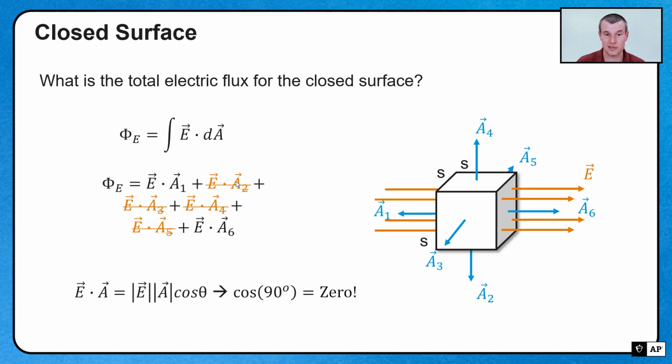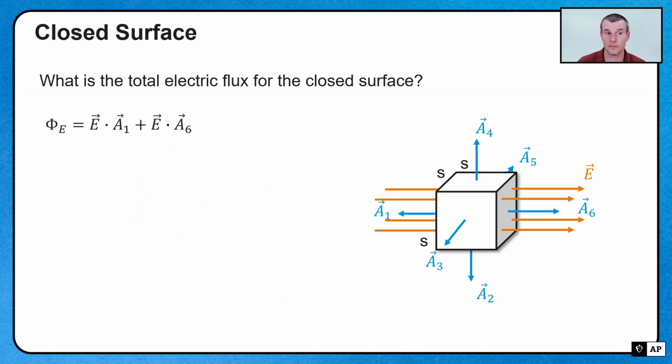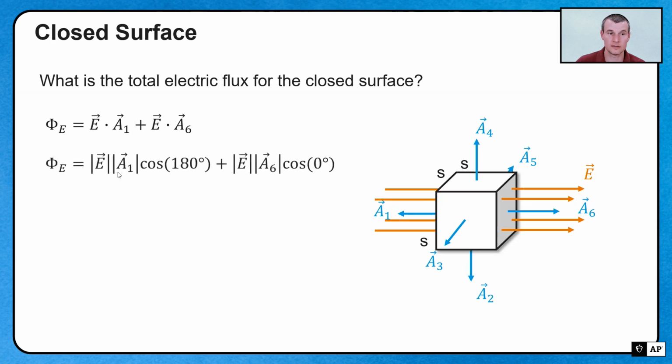That's really nice, because then it's just going to be the sum of these two dot products. Well, before we get too carried away, let's take a look. This is going to be EA1 cosine of 180. This is going to be EA6 cosine of 0. Why are the angles 180 and 0? Well, for the 6 side, let's start with this one first. They're both going the same way. So think of like the alligator. The angle between that's just going to be 0 degrees.